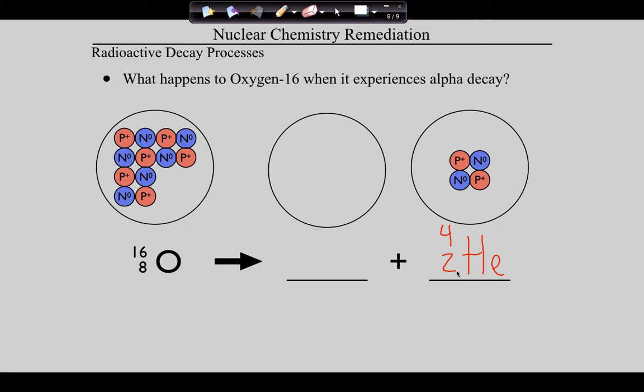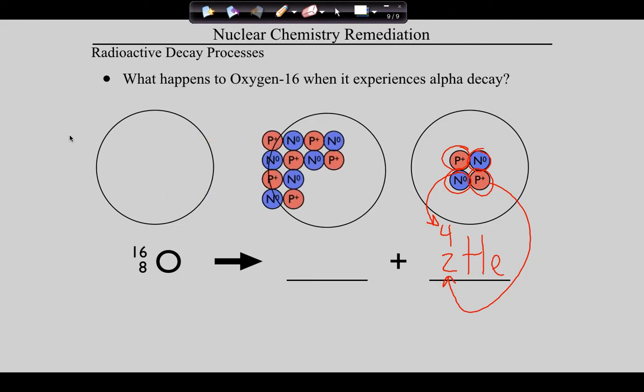This is a helium nucleus, which we call an alpha particle. Again, the idea is that the 2 protons make it helium, and then the 2 neutrons give it a mass of 4. So that would be our alpha particle. So the question then is, what's left? Well, the particle that's left is now missing 2 protons and 2 neutrons.